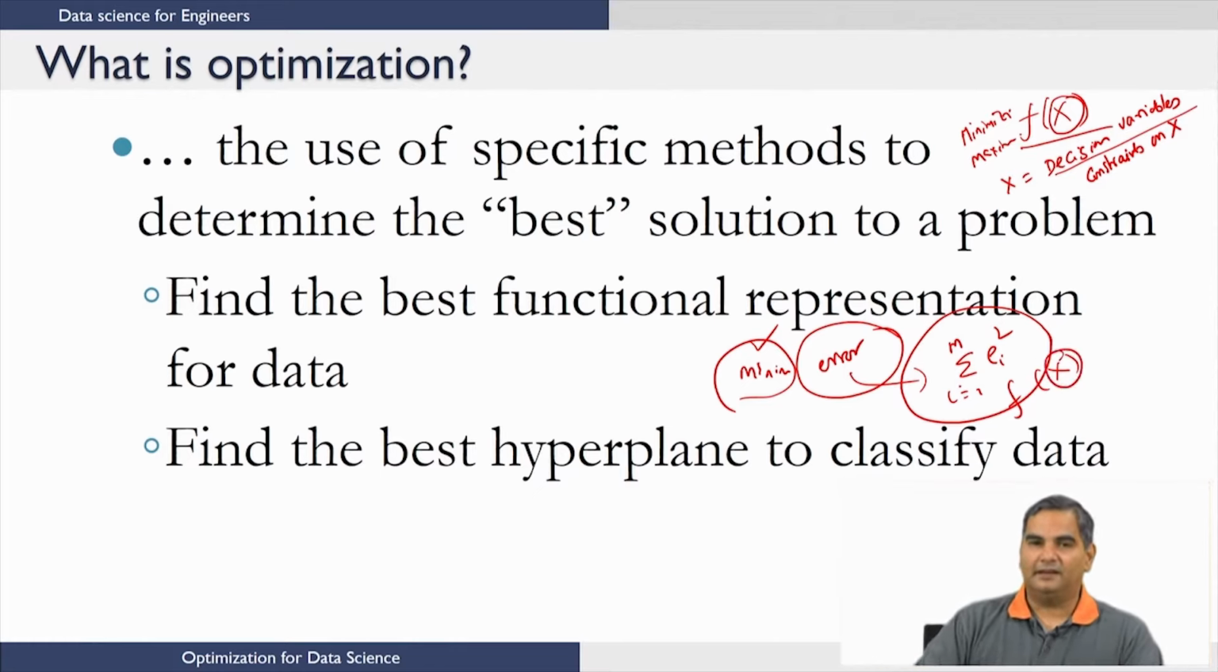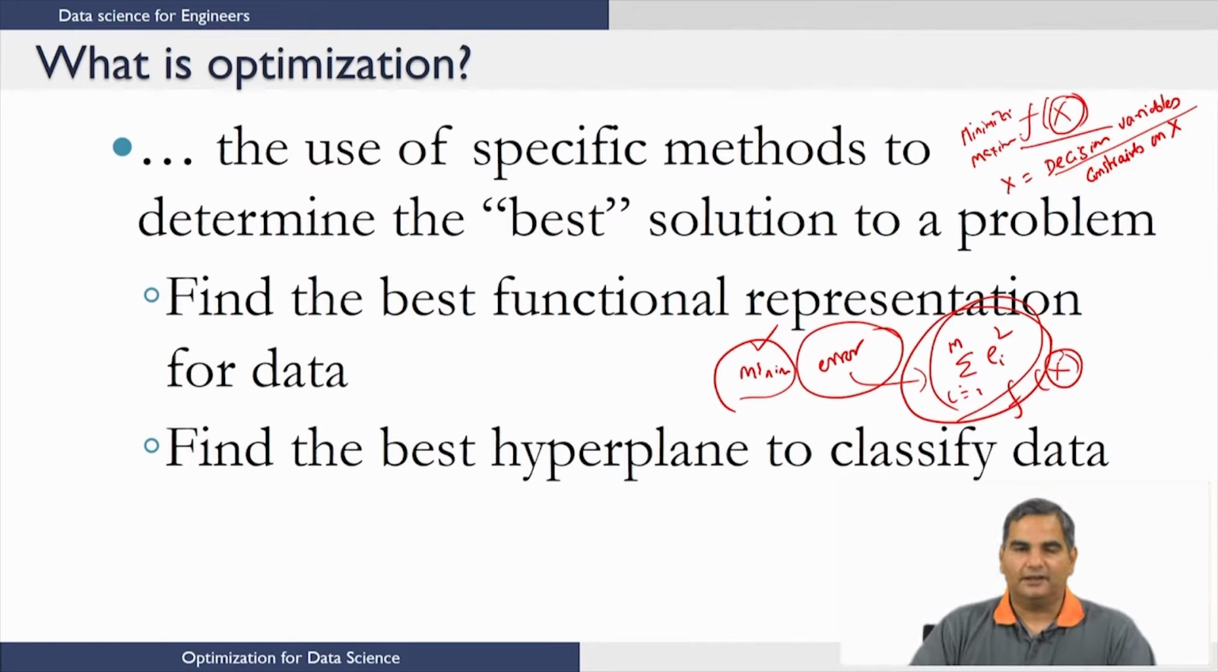This is completely unconstrained, or I have no restrictions on the values of x I choose. I can choose any value of x I want, as long as that value minimizes this or finds the best value for this function.